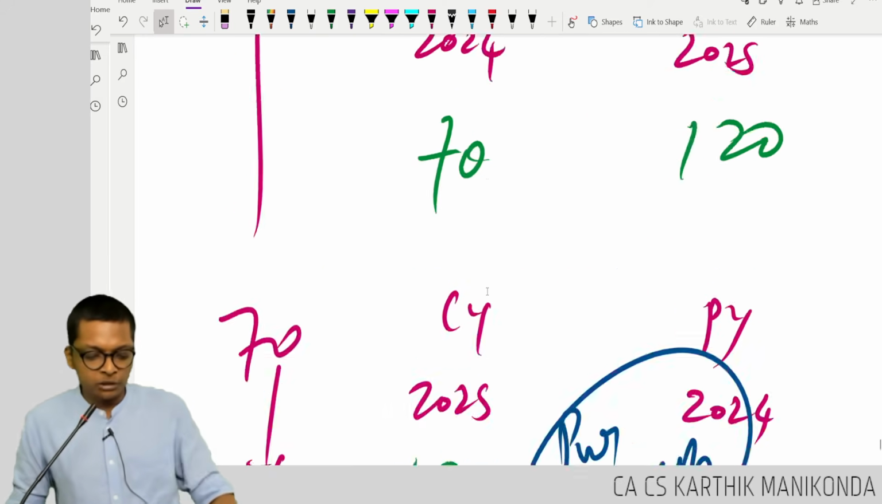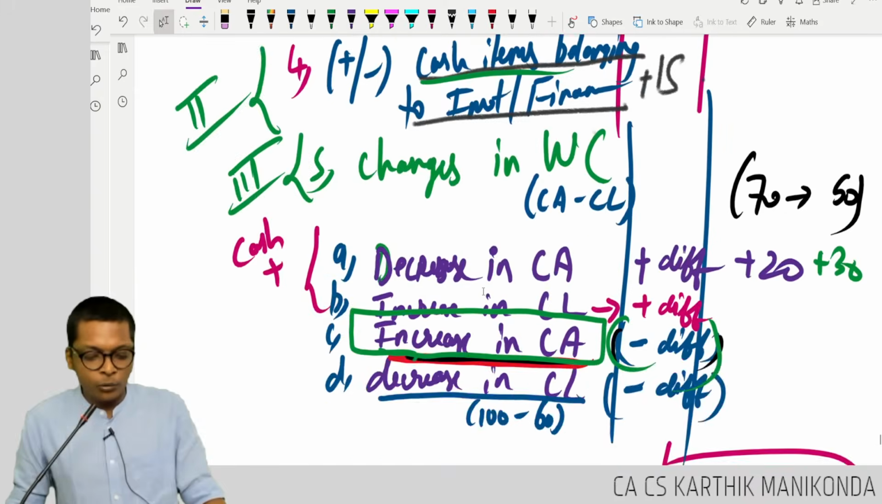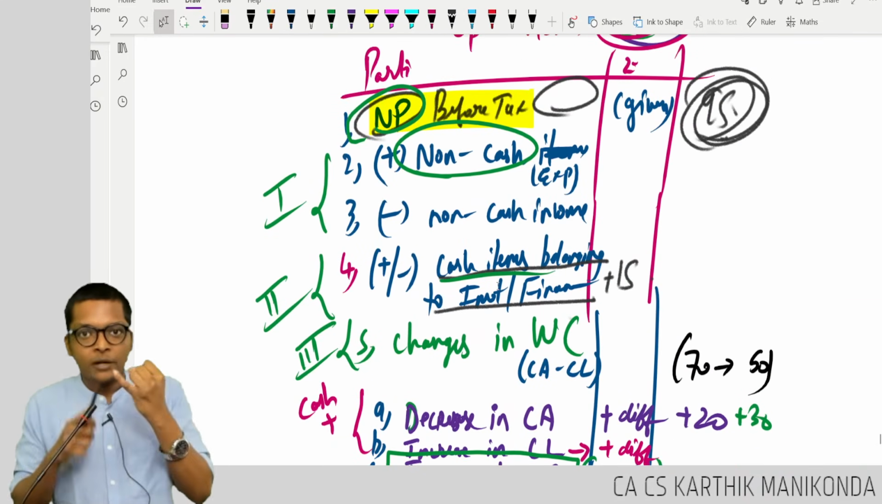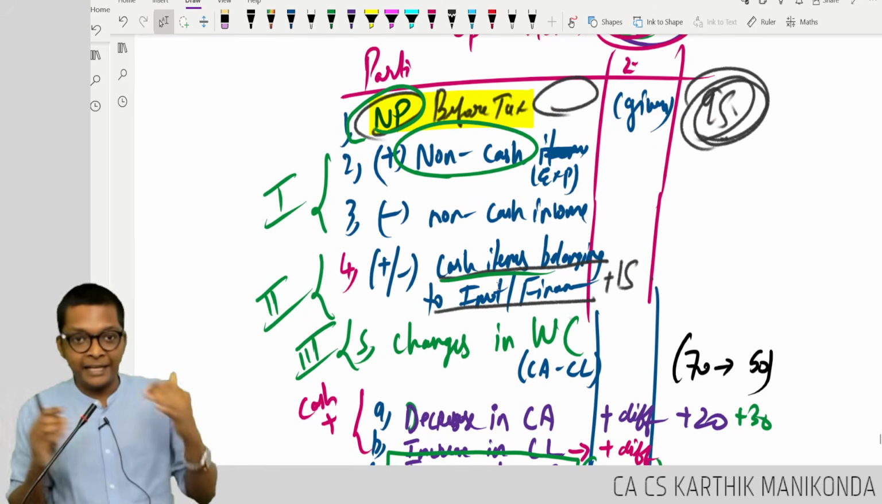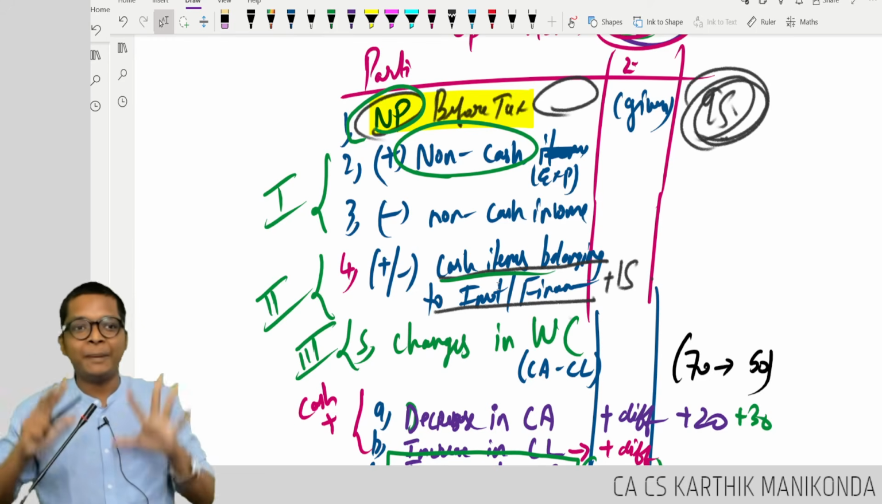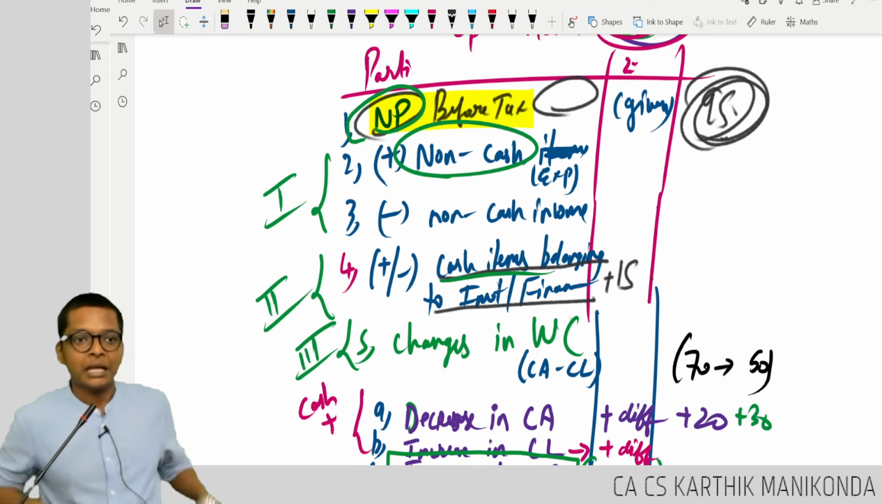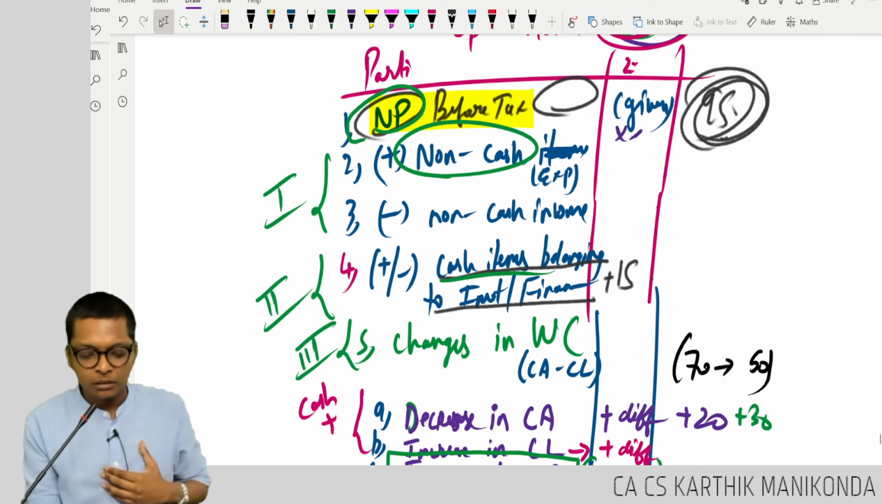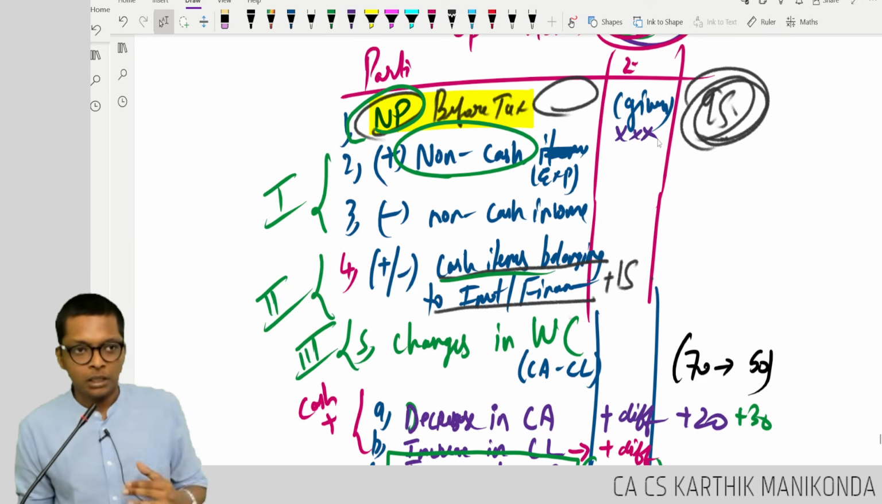So now that the full logic is done, sir, how do we start the sum? Every sum, financing and investing, not a big deal. I just showed you a little teaser. I am focusing on operating. If they give you a P&L and balance sheet, you will start with what? Net profit before tax. And you will write the amount over here.